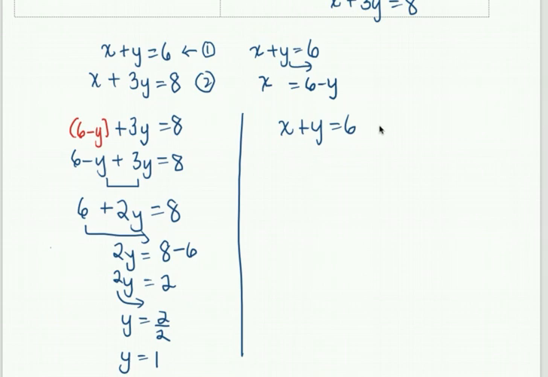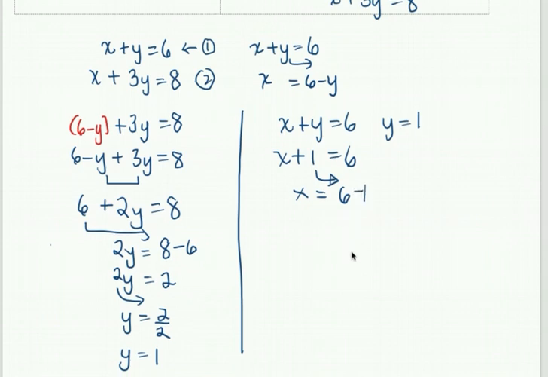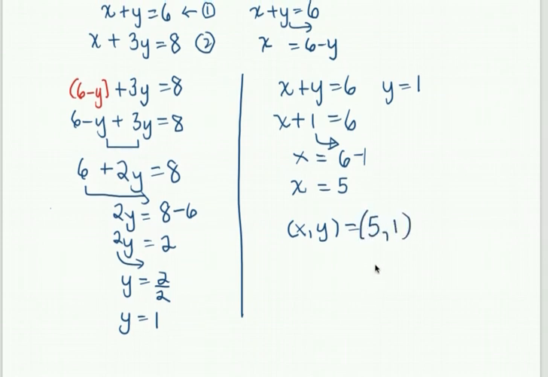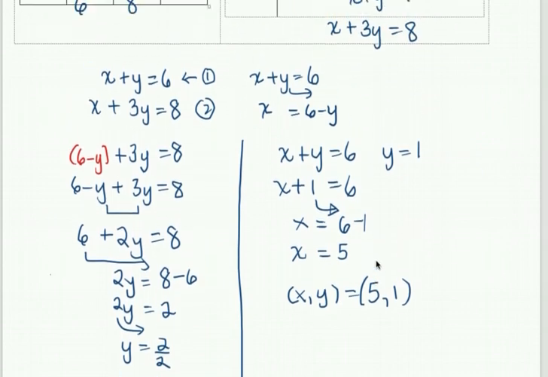So go back to here. I'm picking the simpler one. I know that y is equal to 1, so I'm going to sub it into here. And there it is. And then we're just going to solve for x. Okay, so here is our new point: 5 and 1.